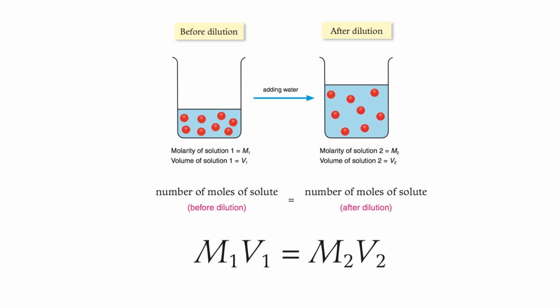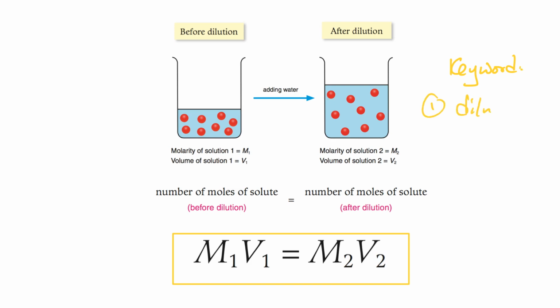Basically, we will find that before dilution we have 8 particles, after dilution we have 8 particles as well, but the volume changes in the process. The number of moles before and after should be the same. Therefore we have this equation, M1V1 equals M2V2. Whenever you see questions with keywords like dilute, dilution, or add water in it, that will be a question related to dilution. In that case, we quickly use this equation, M1V1 equals M2V2, to help us solve the problems.